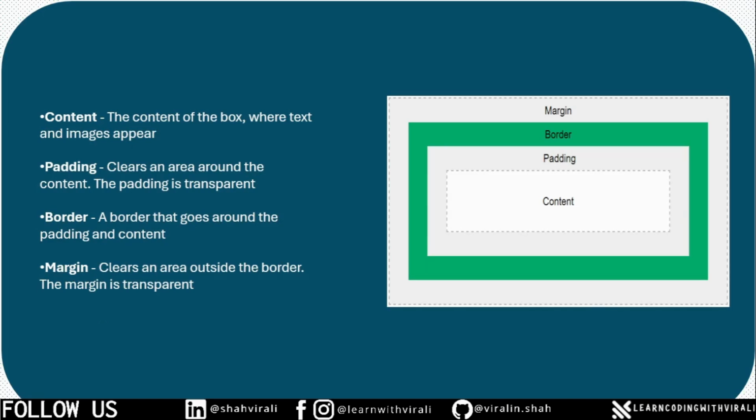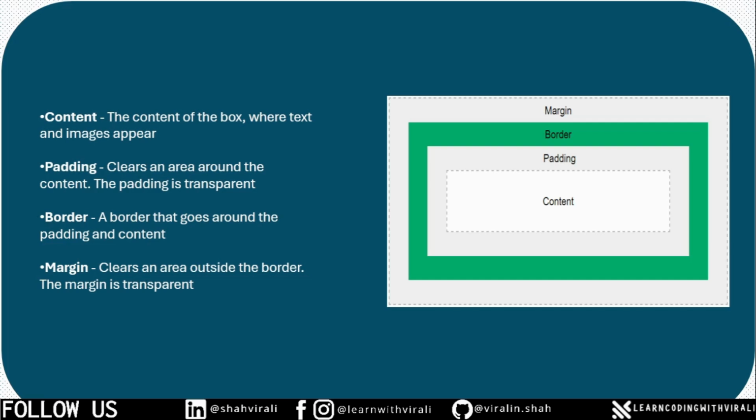A typical box model would look like this, wherein on the outer side we'll have a margin, on a little inner side we'll have a border, followed by the padding and then by the content. So let us start understanding what each of these items is all about.